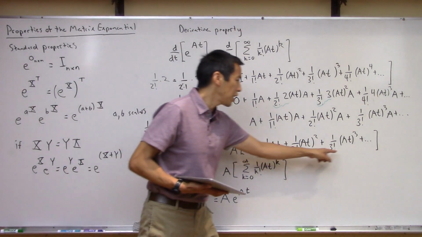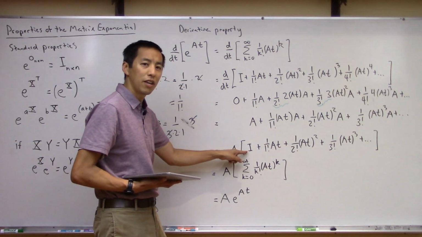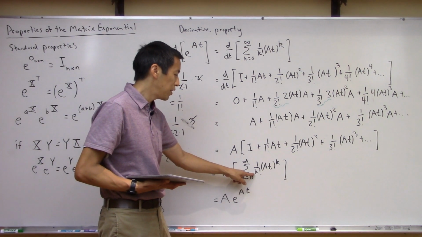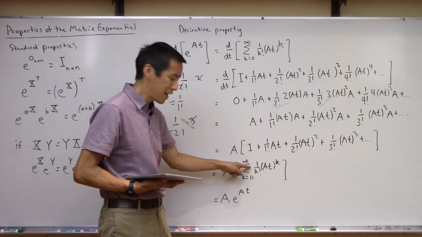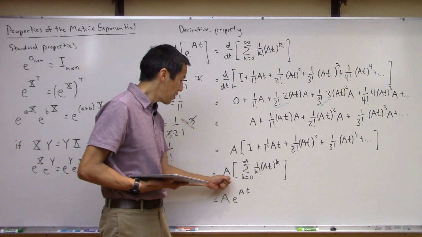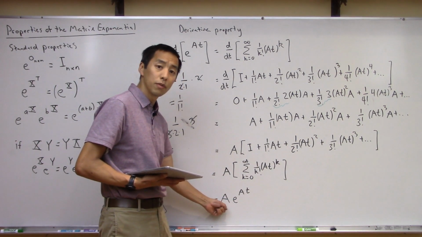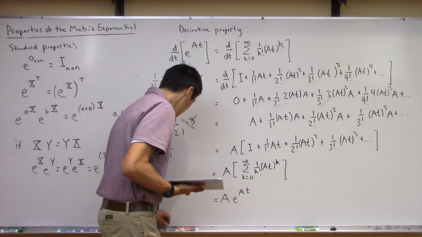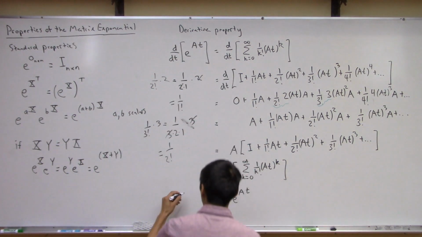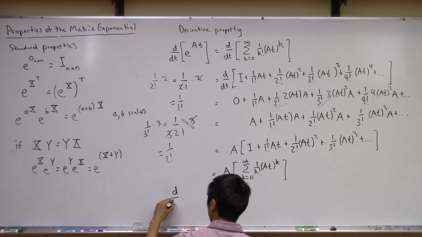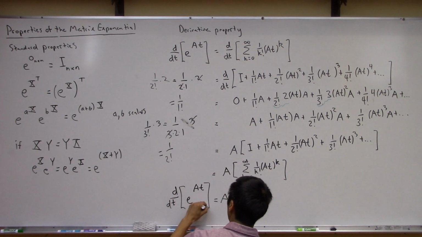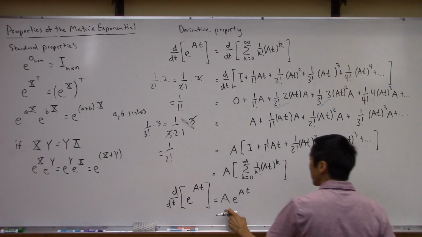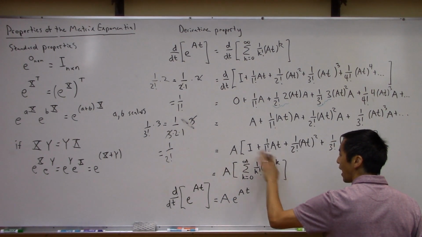Now stare at the thing in the brackets. This should look really familiar. It's this infinite series, which should look really, really familiar. That's just e to the at, and then I have this A in the front. So at the end of the day, this here is d dt of e to the at. And remember, in this example, we happened to pull the A out on the left.